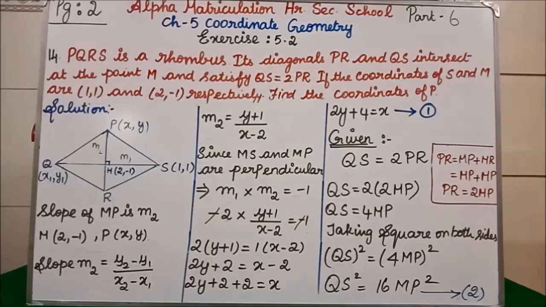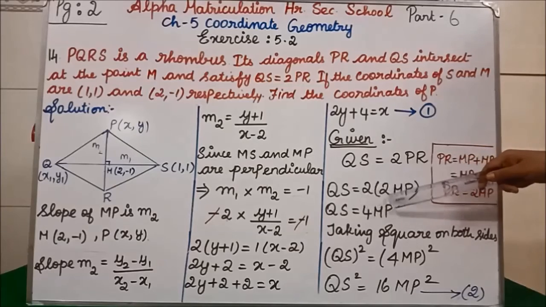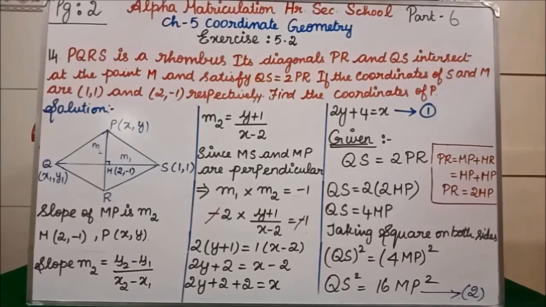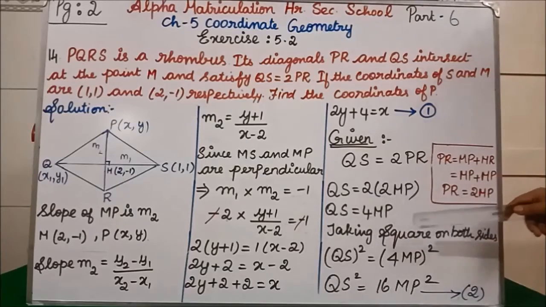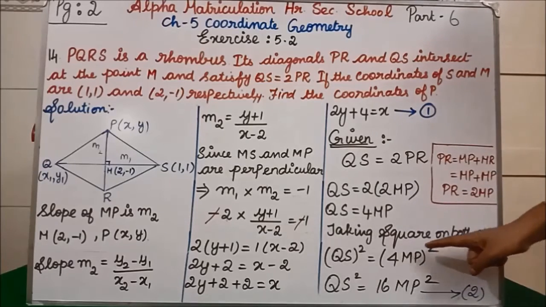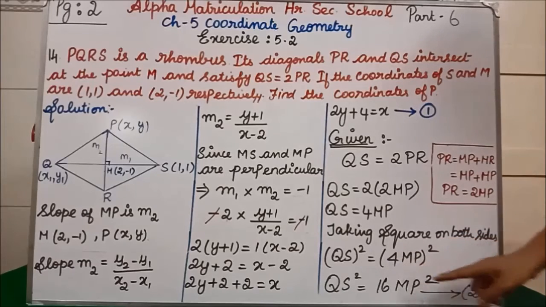Clear students, that box? So if you see here, in the question they have given QS equal to 2 times PR. Now from this we have got the PR value as 2 into MP. So we are going to substitute here. QS is equal to 2 into the PR value, which is 2 MP. 2 into 2 is 4 MP. The next step we are doing is squaring on both sides. So QS the whole square is equal to 4 MP the whole square.